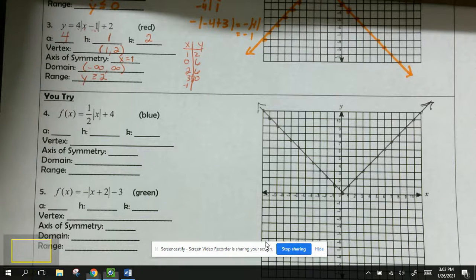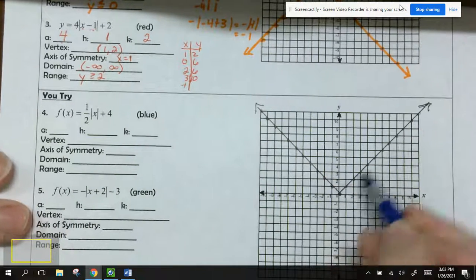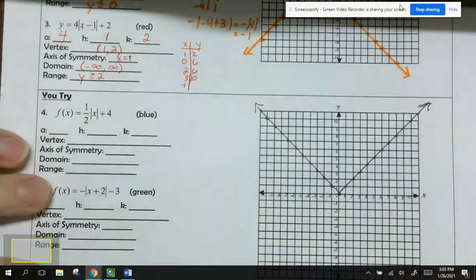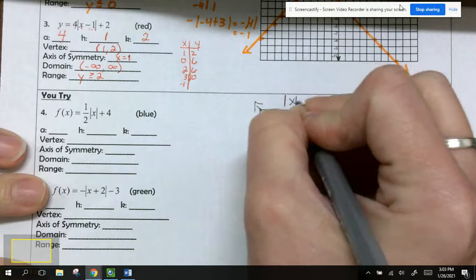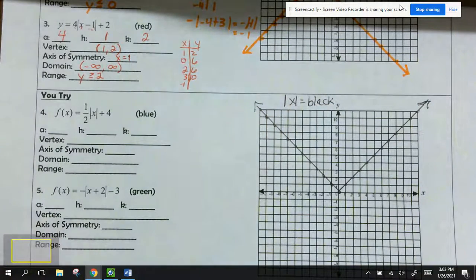Hey guys, in this video, hopefully you have worked these two examples down here, and I'm going to just work them and see how you did on them, okay? So I have already graphed the parent function in black here, okay? So that's your parent function. I'll write here absolute value of x equals the black ink, okay?